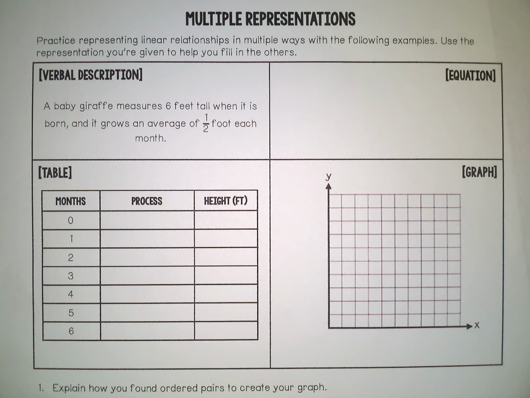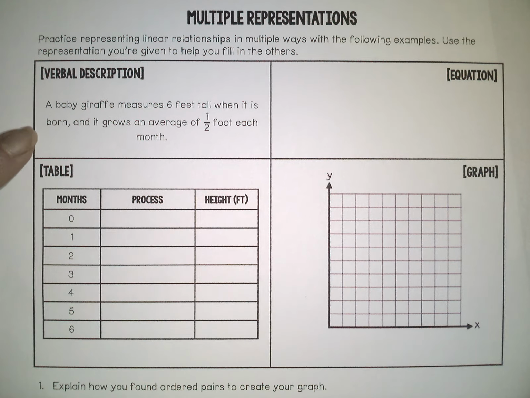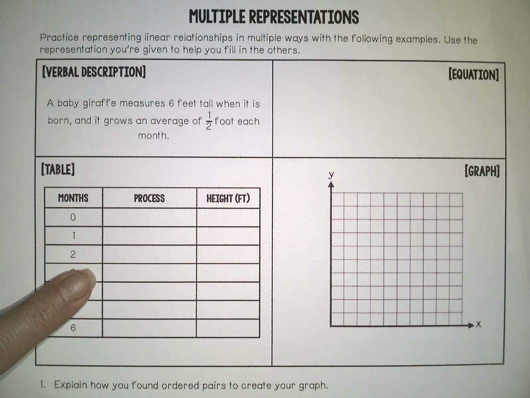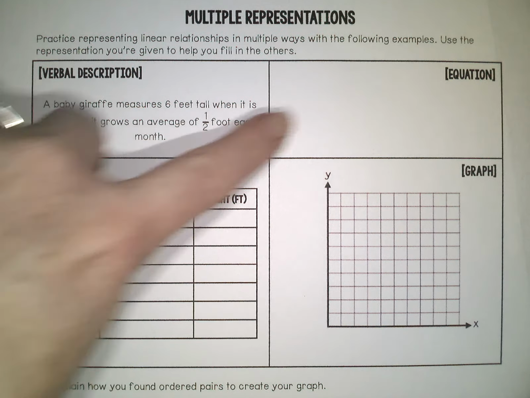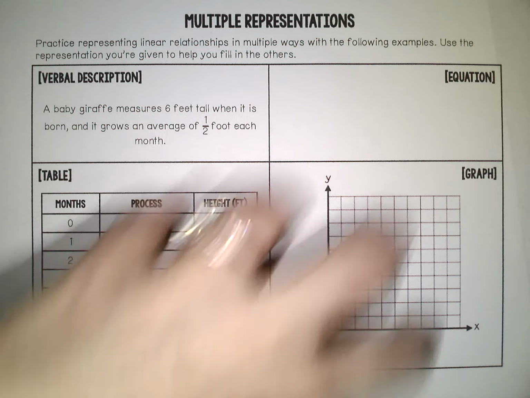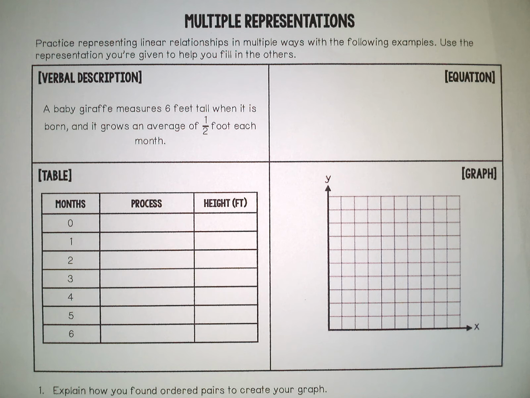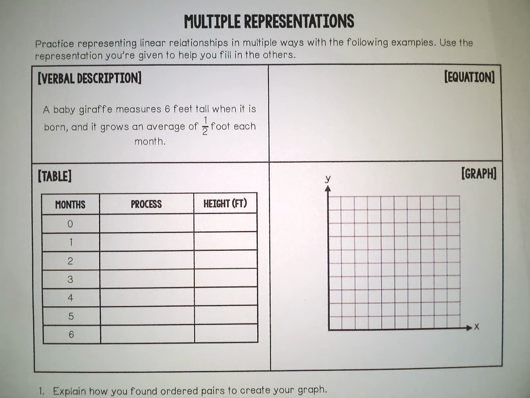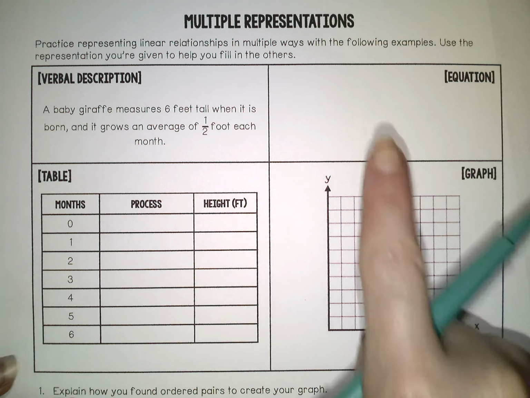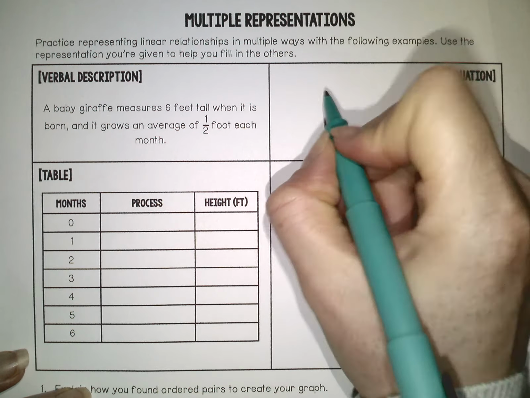Okay, so we're going to look at multiple representations. Sometimes you are going to be given a verbal description. Sometimes you'll be given information in a table, in an equation, or a graph. They're all linked to each other as we've been practicing in the last few weeks. So here I'm giving you a verbal description. A baby giraffe measures 6 feet tall when it is born, and it grows an average of a half a foot each month. So let's take a look here.